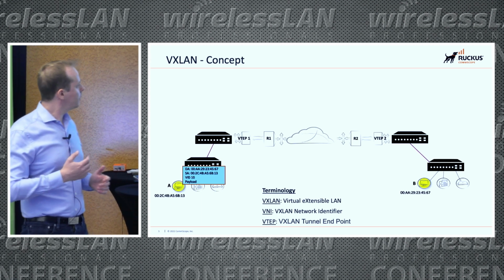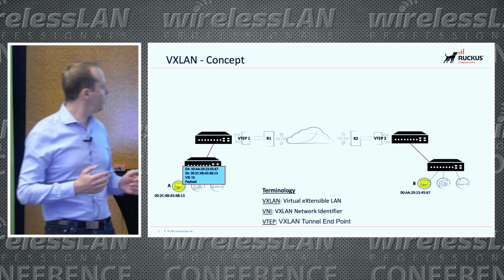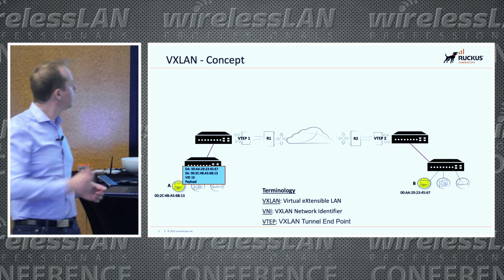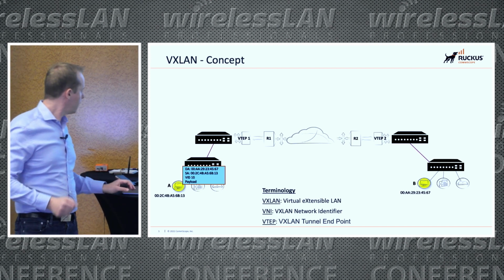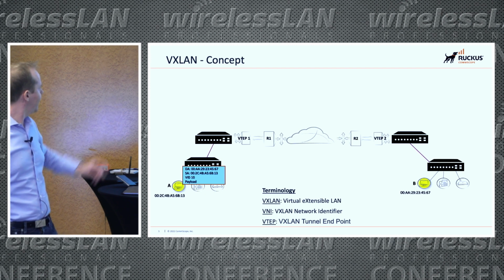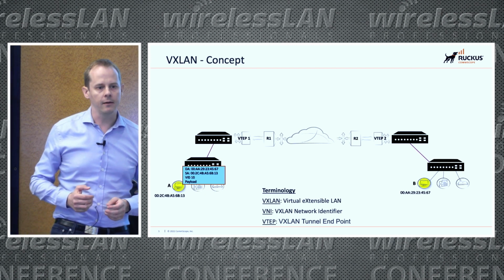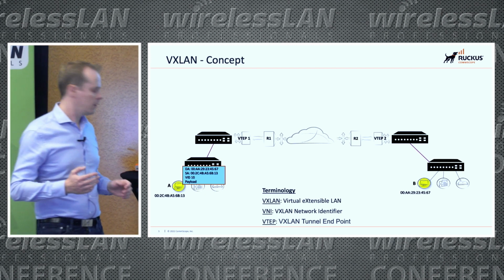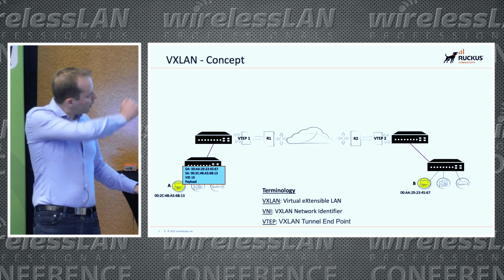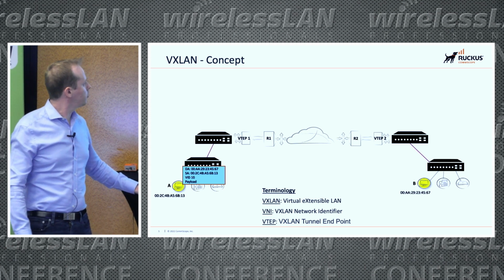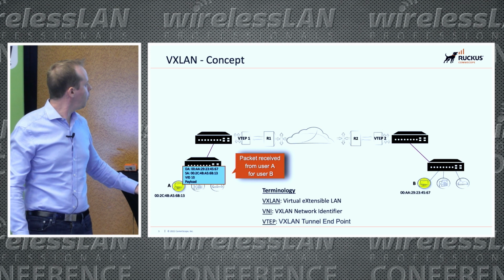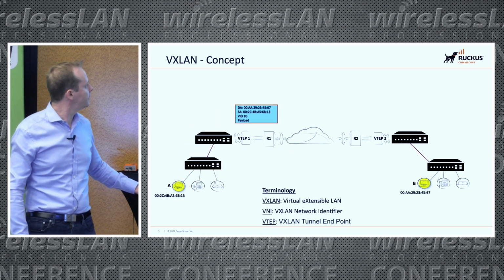The concept is that you're able to create a kind of layer 2 tunnel between two endpoints, which we name VTEPs. So basically, if I have a client A on one side and a client B on the other side, and in between I have layer 3 routing, when I send a packet from client A to client B, it is going to go up to the VTEP.